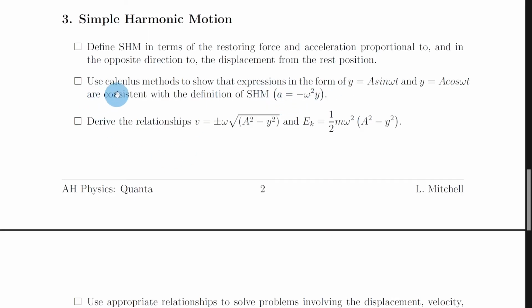You should also be able to use calculus methods to show that expressions in the form of y equals a sine omega t and y equals a cos omega t for the displacements are consistent with the definition of SHM, i.e. that they are solutions to the equation a equals minus omega squared y.